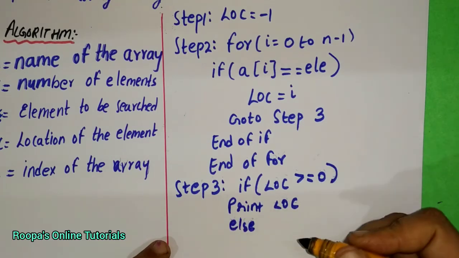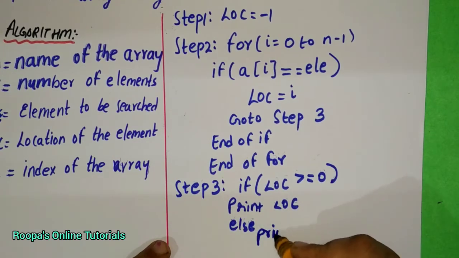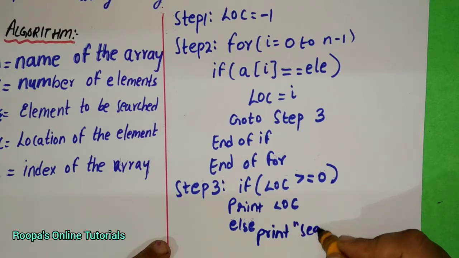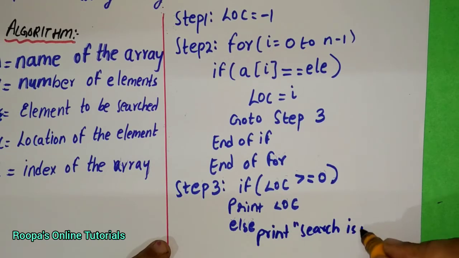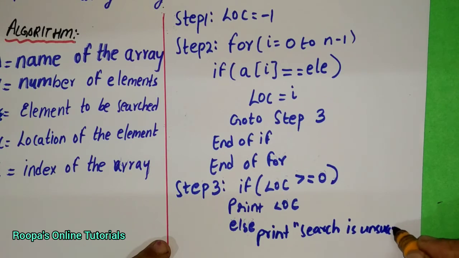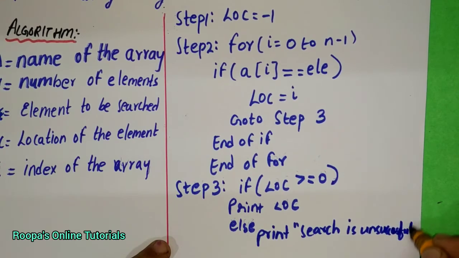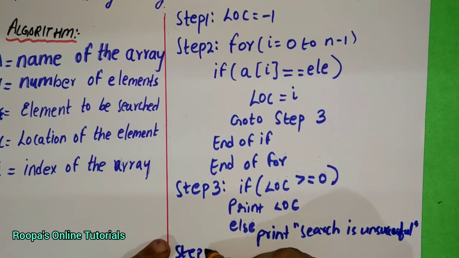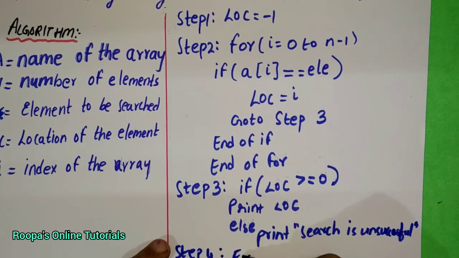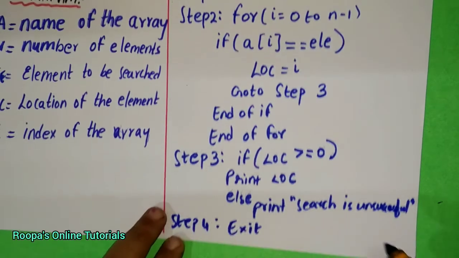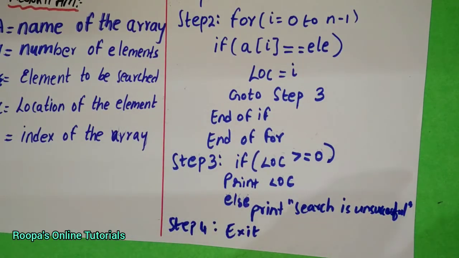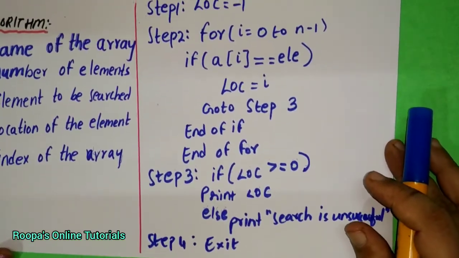Else what we are going to do? We will say print search is unsuccessful. Okay, search is unsuccessful. And then what will be step 4? Step 4 will be to just exit. This is clear? Search is unsuccessful and step 4 will be to exit. So this is the algorithm.